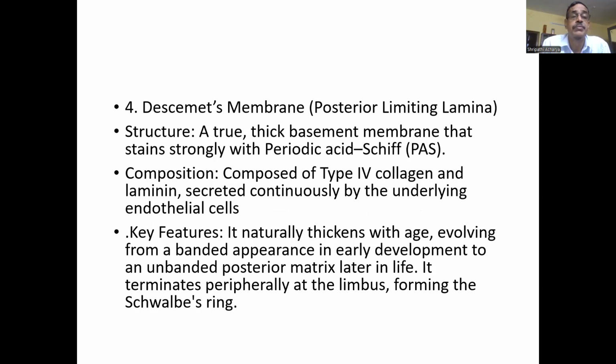4. Descemet's membrane, posterior limiting lamina. Structure: a true thick basement membrane that stains strongly with periodic acid-Schiff, PAS. Composition: composed of type 4 collagen and laminin secreted continuously by the underlying endothelial cells. Key features: it naturally thickens with age, evolving from a banded appearance in early development to an unbanded posterior matrix later in life. It terminates peripherally at the limbus, forming Schwalbe's ring.